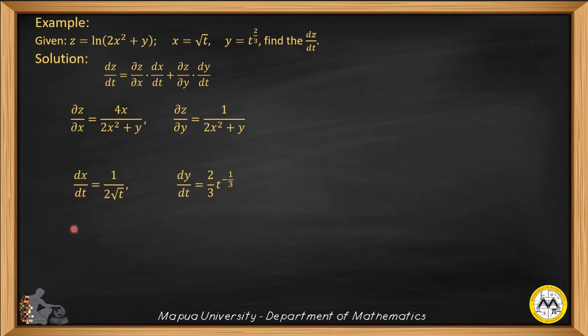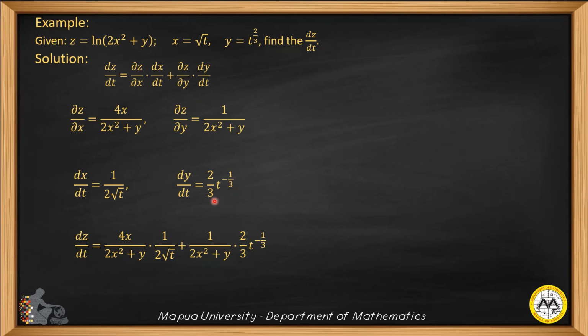So with this, having defined x equal to the square root of t, then the derivative of x with respect to t, this is an ordinary derivative, would equal 1 divided by 2 square root of t, and the derivative of y with respect to t, on the basis of y defined equal to t to the 2/3, would be 2/3 t to the 2/3 minus 1, or that would give you 2/3 t to the negative 1/3.